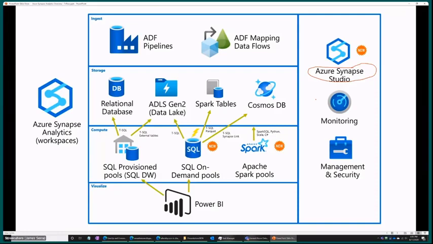So we have the ingest, we have the storage, but now we have to have compute on top of the storage. So we have three ways of doing that. We have the SQL provision. This is your traditional SQL Data Warehouse that has a one-to-one relationship with a relational database on there. So this is just like we have the GA version on there.